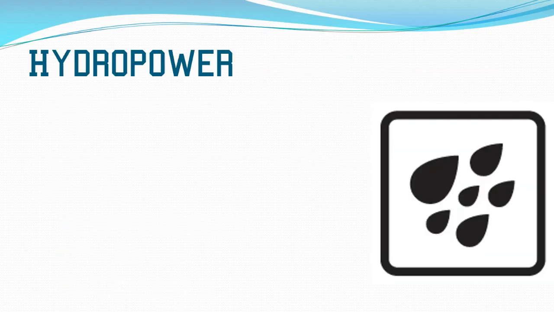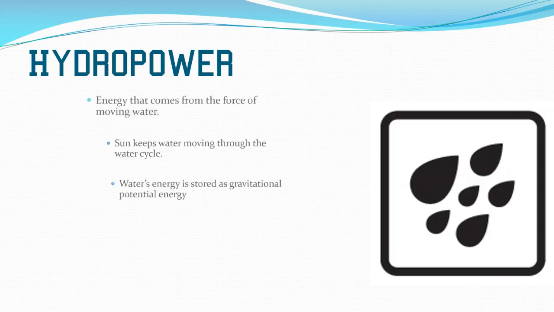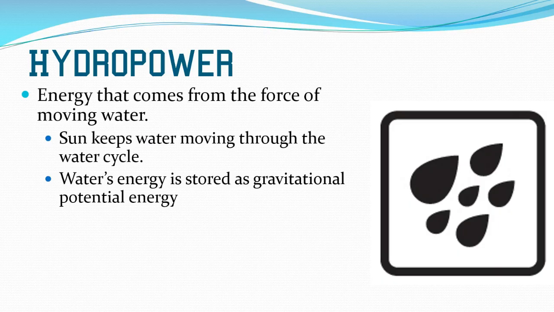Let's take a look at hydropower. Hydropower is what it sounds like. It involves water. This is energy that comes from the force of moving water. We know that the water cycle exists here on Earth. The sun keeps moving water through that water cycle. The water's energy is stored as gravitational potential energy, like when it's stored higher up in a dam.